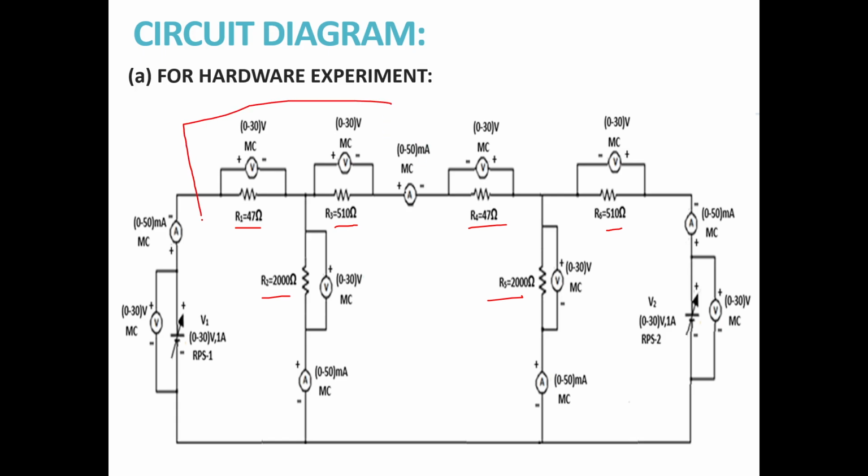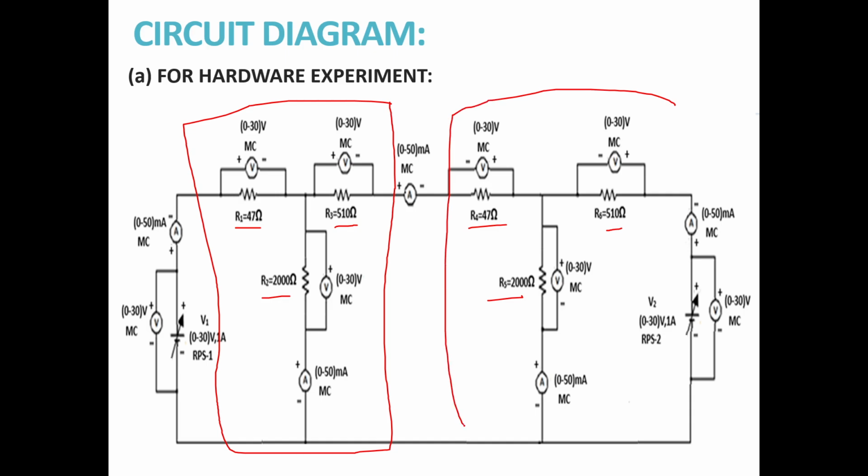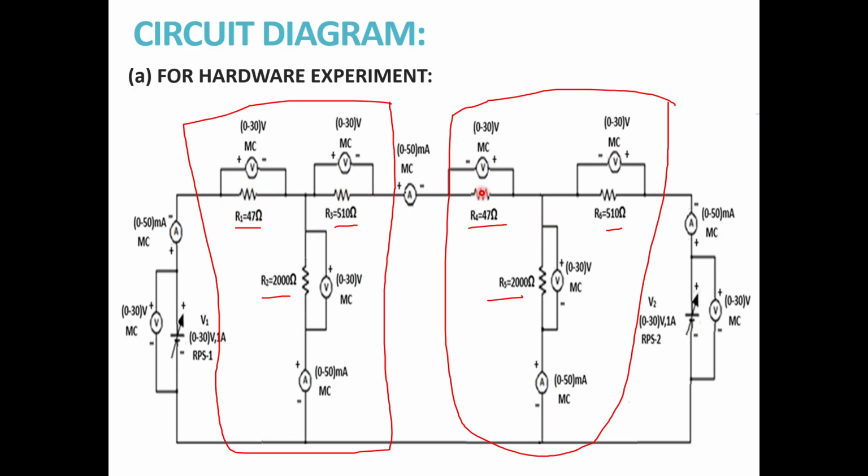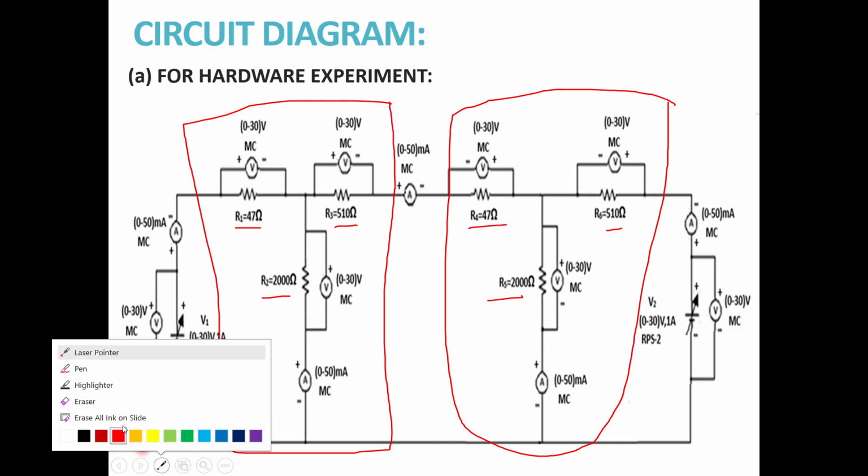So this is circuit 1. This is circuit 2. Okay, so if you observe carefully, both circuit parameters are same. So I have taken 2 circuits of same topology here. I have connected them together. Okay, so both circuits 47 ohms, 510 ohms, 2000, 47, 510, 2000.